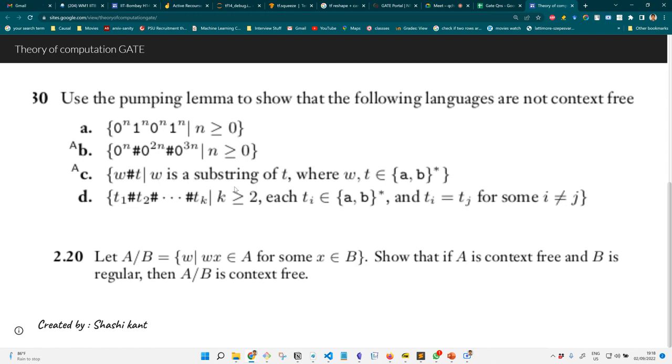But I think this may be kind of overkill for GATE, because for GATE all we need to understand is, for example, given this language 0^n 1^n 0^n 1^n, intuitively we know that we cannot accept it using a stack. So in GATE, they basically want to know whether you can distinguish between the languages, whether context free or regular, because it is a multiple choice question. They cannot ask you for a pumping lemma proof.